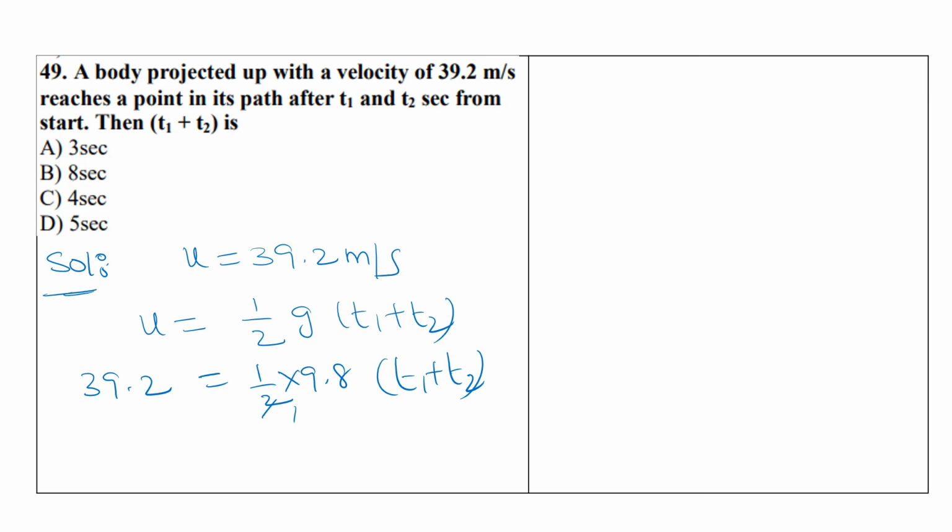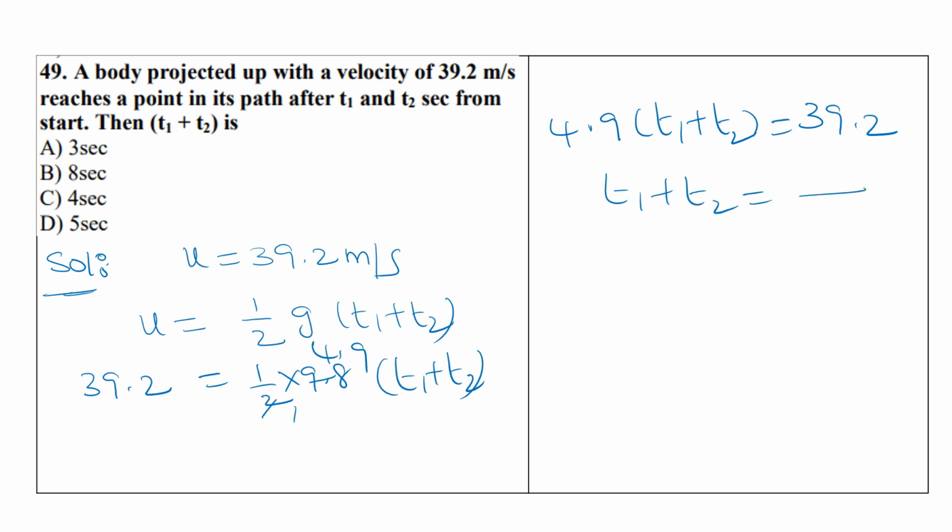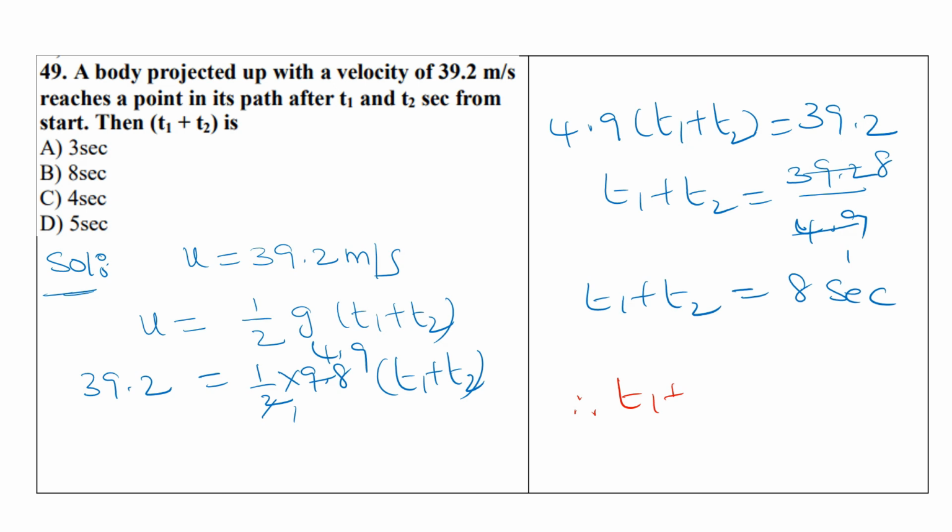So 2 ones are 2, 2 twos are 4.9. So 4.9 into t1 plus t2 is equal to 39.2. t1 plus t2 is equal to 39.2 by 4.9. So t1 plus t2 is equal to 8, 4.9 into 8. t1 plus t2 is equal to 8 seconds. Therefore t1 plus t2 is equal to 8 seconds.